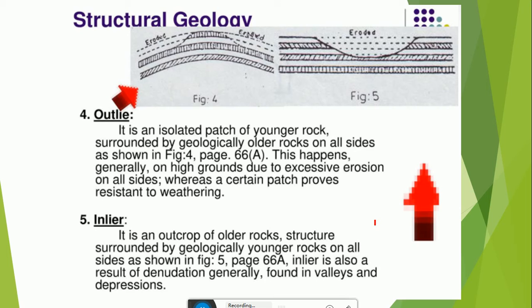फिर इनलेयर क्या होता है? इट इज आउटक्रॉप ऑफ ओल्डर रॉक्स स्ट्रक्चर सराउंडेड बाय जियोलॉजिकली यंगर रॉक्स ऑन ऑल साइड्स, as shown in figure 5. Inlayer is also a result of degradation found in the valley and depression.